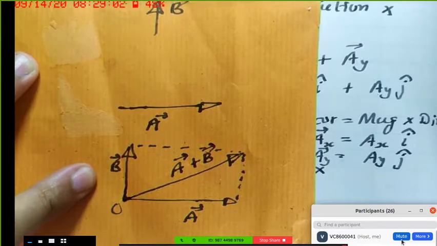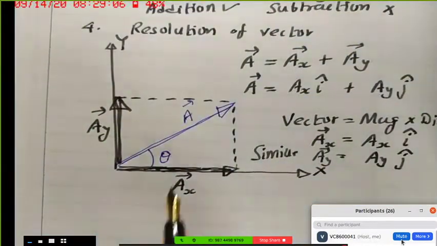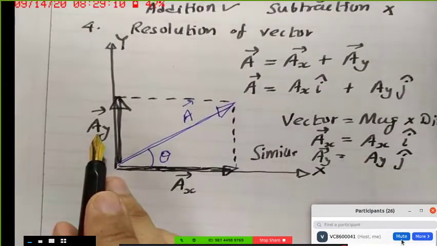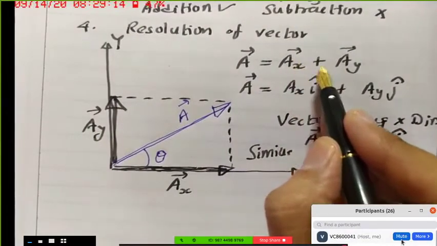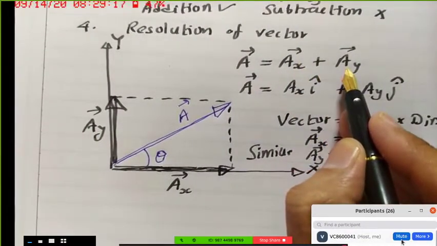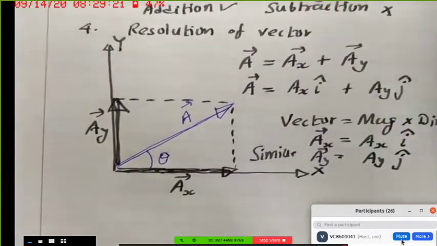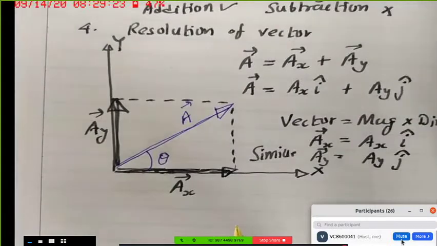Yes, sir. Okay. So same way, instead of A you had vector Ax, instead of B vector Ay. So this is vector A plus vector B. Only symbols are different. The rest of the story is the same. Do you get it? Yes, sir.